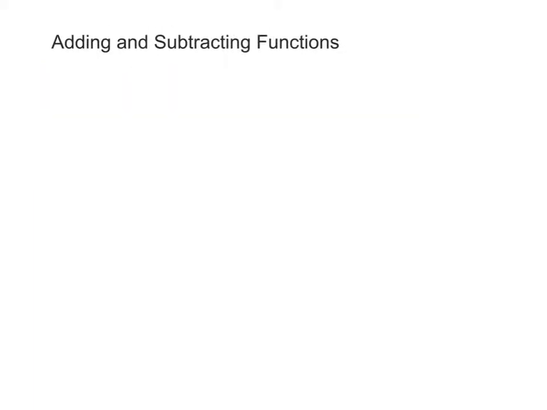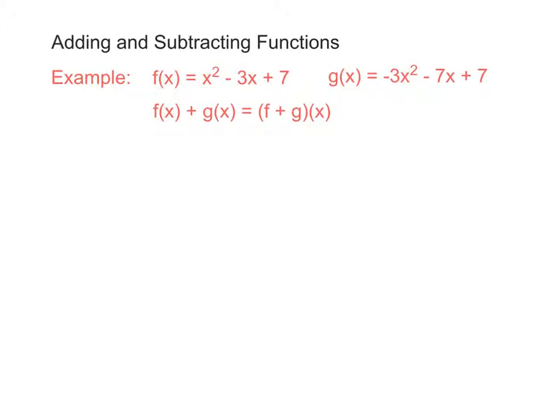So now let's talk about adding and subtracting functions. Let's start by looking at an example. So let's say we have two functions. f of x is equal to x squared minus 3x plus 7, and another function, g of x, which is equal to minus 3x squared minus 7x plus 7. And let's say we want to add these two functions. Now we can write this in two different ways. We can either say f of x plus g of x, or we could use a shorthand method of saying f plus g of x.